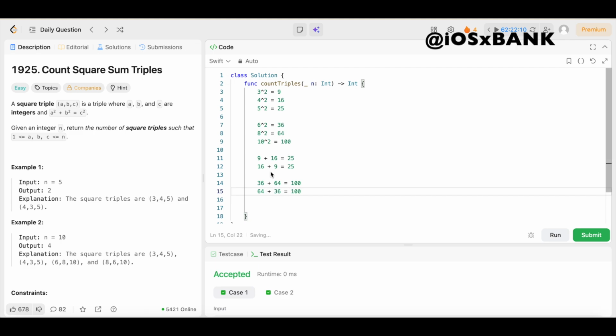So these are just our math, making sure everything is correct. So the first two triples are 3, 4, and 5. We get those right here.